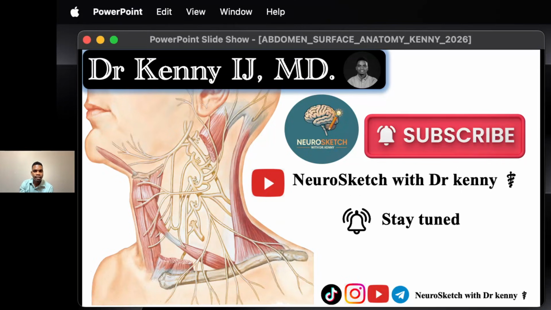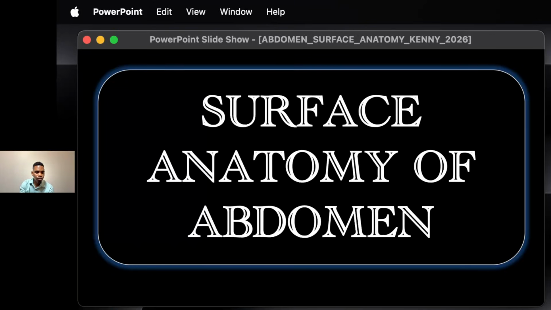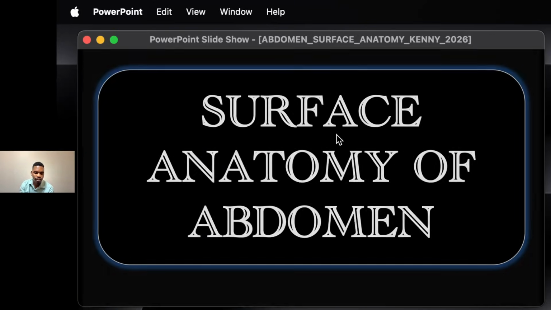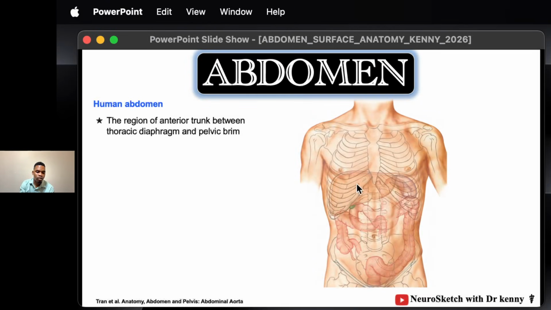Welcome to a series of anatomy of the abdomen, and today we're going to discuss the surface anatomy of the abdomen. What's an abdomen? Well, an abdomen is a region of the body of the anterior trunk between the thoracic diaphragm and the pelvic brim. This region over here is what is called the abdominal region.